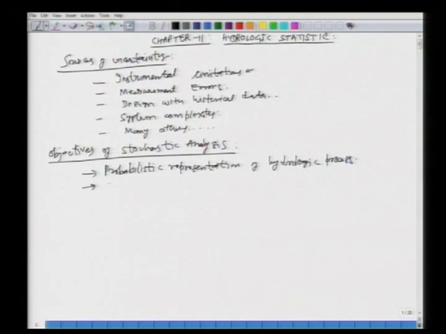So, for the second one, I will say design and forecast under uncertainty. And there can be many other applications of stochastic analysis or stochastic hydrology. We will not go into the details of all of them.